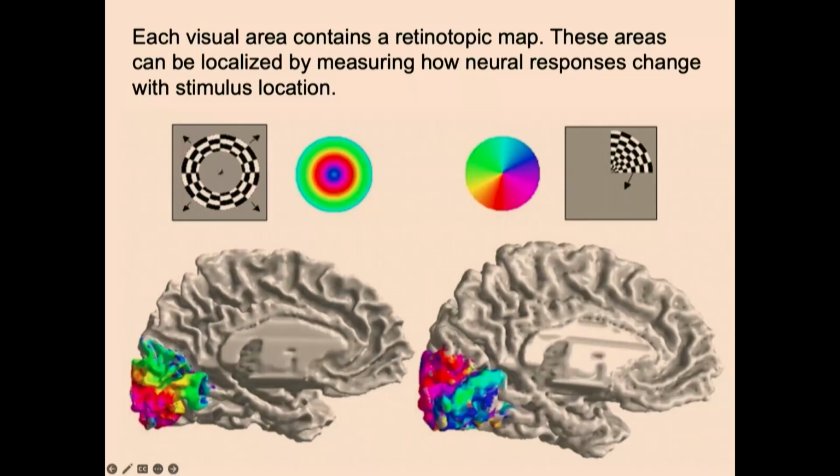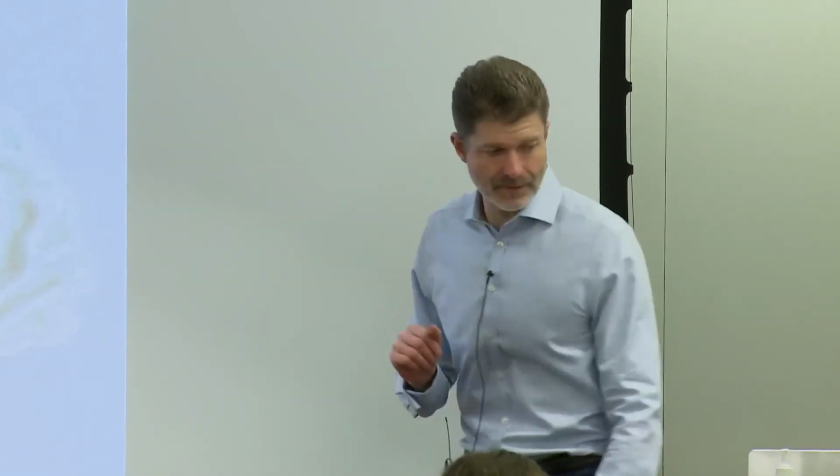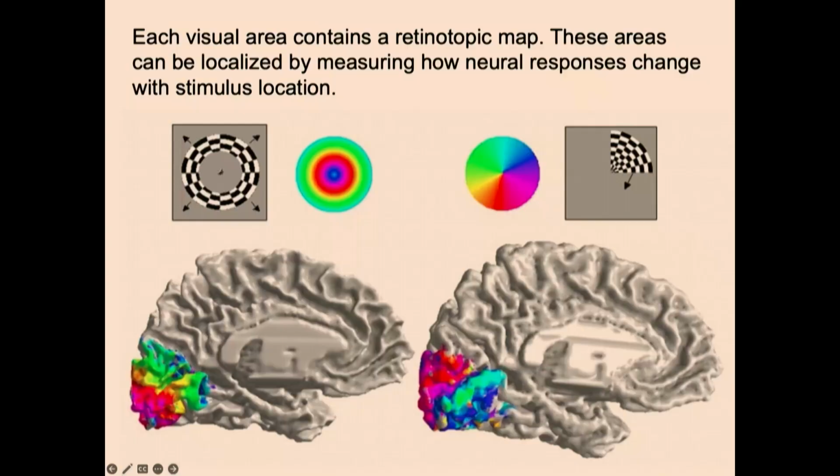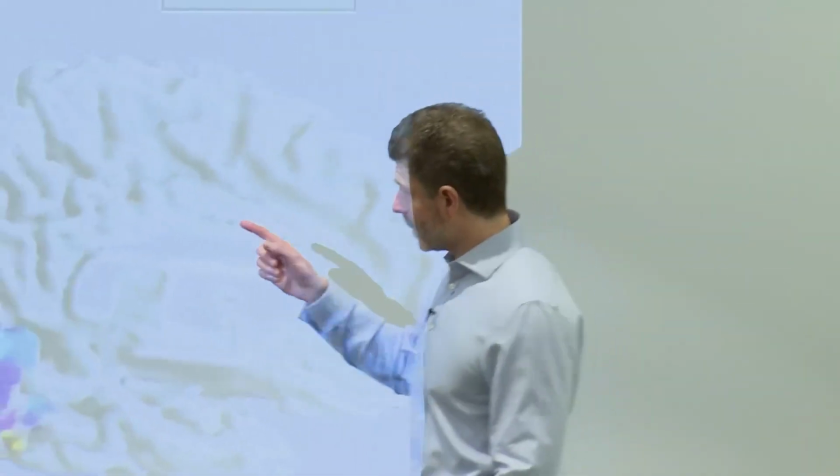So what is it that distinguishes the different visual areas? Well, the main criterion by which you typically distinguish visual areas is retinotopy, where each visual area typically contains a retinotopic map, a map of the entire visual field. The visual areas can be localized by measuring retinotopy, in this case by measuring how the neural responses change with stimulus location. This is an example where a participant in an experiment is looking at this display.